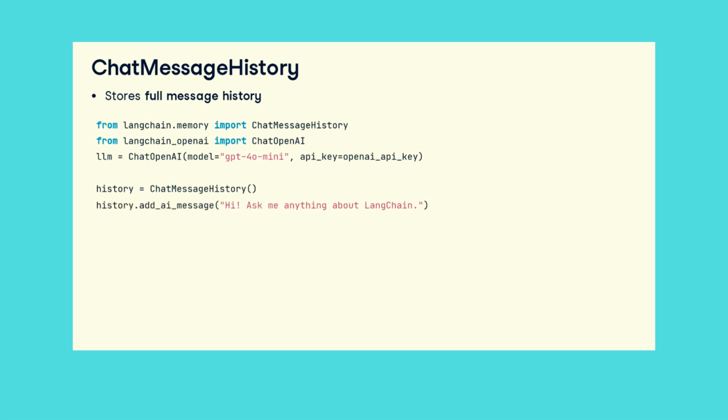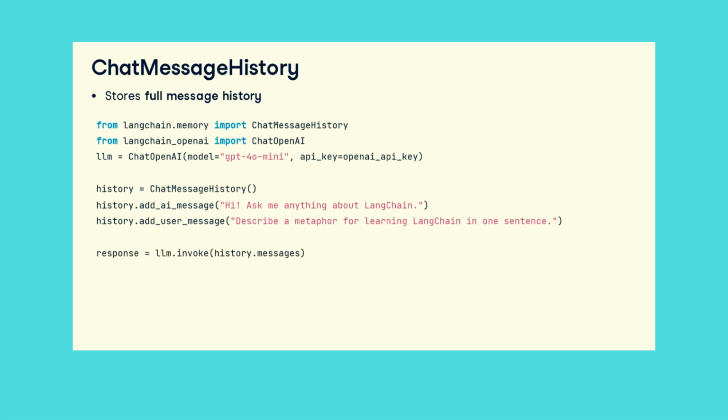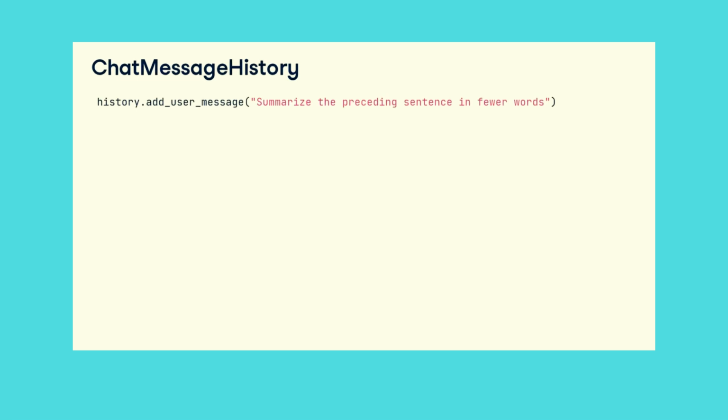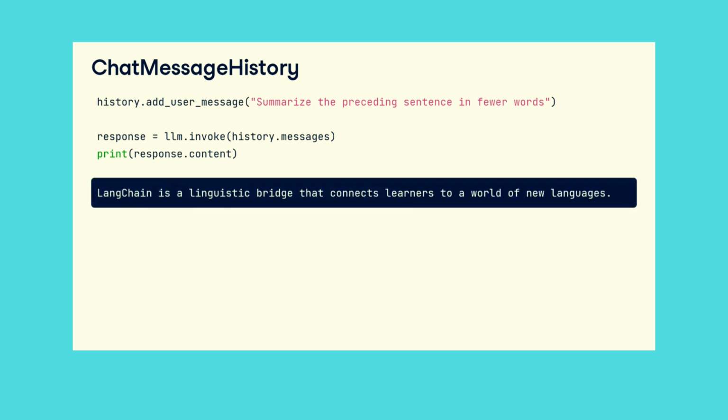We'll start our conversation with an AI message specified using the add AI message method, which can help set the tone and direction of the conversation. We can add user messages to the history with the add user message method. To provide these messages to the model, invoke the model on the message attribute of the history. The text response is stored under the content attribute. When additional user messages are provided, the model bases its response on the full context stored in the conversation history.